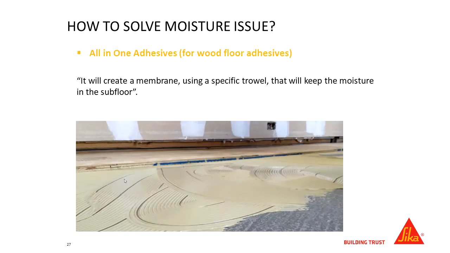All-in-one adhesives are popular on the wood side of the business. These create a membrane. You require a specific trowel, and they keep the moisture in the subfloor. So if you look at this flooring, the picture is, I wish I had a better picture of it, but typically these type of all-in-one adhesives are installed with a trowel that has a small raised nipple every couple inches on the trowel. And what that does is it raises the teeth of the trowel off of the concrete so that when you actually spread your adhesive, you're putting down a monolithic layer of polyurethane.